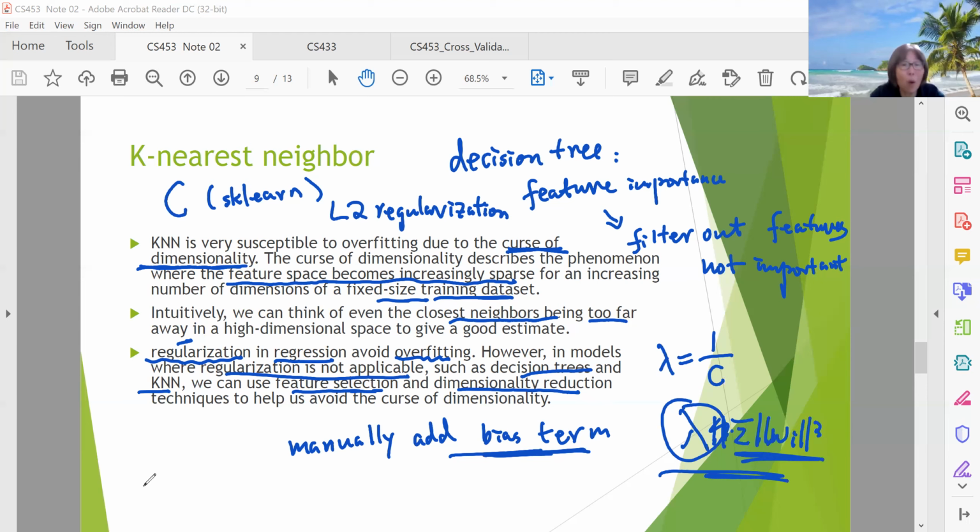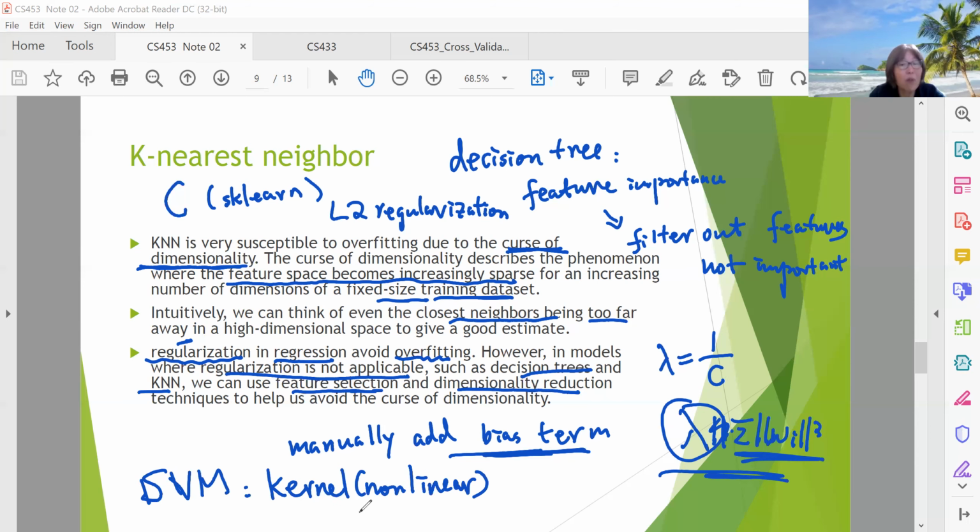And if you recall, for SVM, support vector machine, for the nonlinear case, we use the kernel trick.